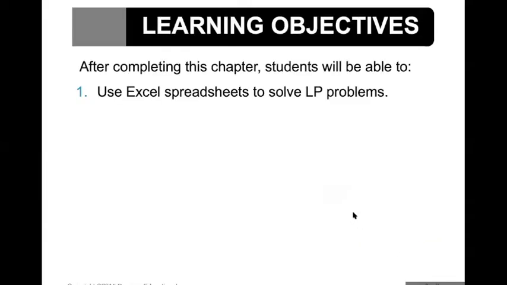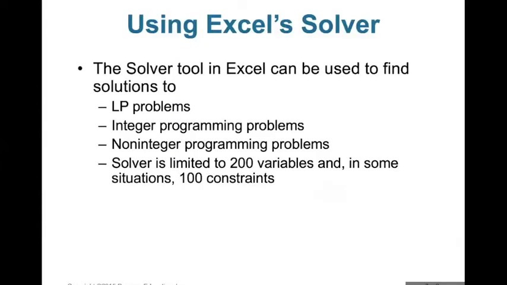So in this part, we're going to use the Excel solver to solve linear programming problems, right? We can use this solver to solve linear programming problems, integer programming problems, and non-integer programming problems. But there are also some limitations for this solver. You can solve up to 200 variables, and in some situations up to 100 constraints. But if you want to solve more complicated linear programming problems, you should refer to other computerized software packages.